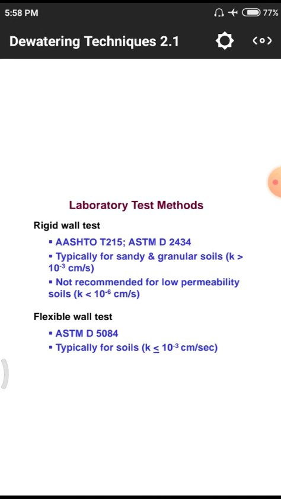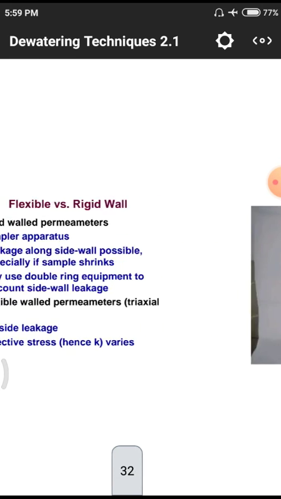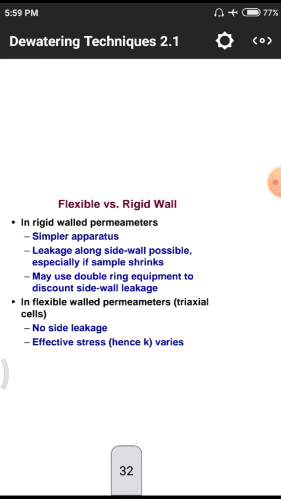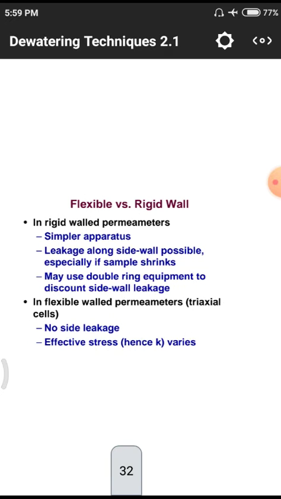Next one, laboratory test methods for rigid wall tests and flexible wall tests. We are having these formulas. Definitely ASTM means American Society for Testing and Materials. We are normally using IS methods, that means Indian Standard methods, which are related to American standard methods. For your better understanding, I am using this PPT for presentation.